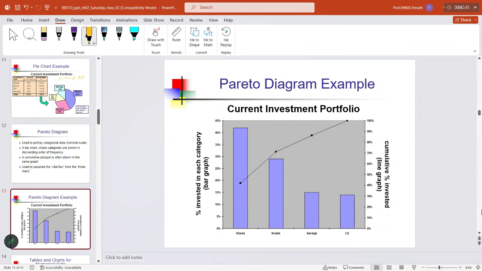These kinds of Pareto diagrams are mostly used in quality control applications to understand defects and the causes of defects. I hope now it is clear. There is no problem.